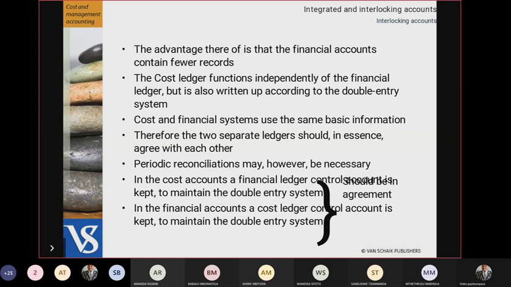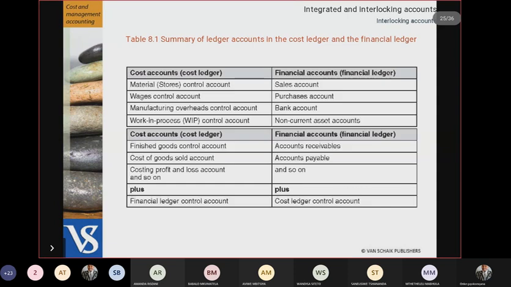This applies if in the same transaction you've got an account that belongs to the cost side and an account that belongs to the financial side. That's what they mean with that information. So in that diagram they show you some of the cost accounts that you are going to come across, and some of the financial accounts that you should expect.